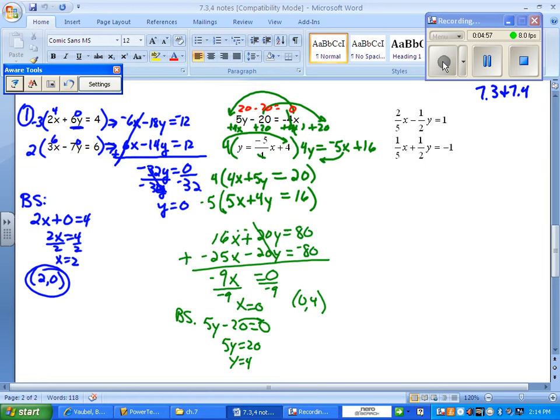Plug it into the next equation, 0 for x, so that whole term drops, and 4 for my y. So 4 is going to equal, this is dropped, 4. So that's a check. Circle it up.